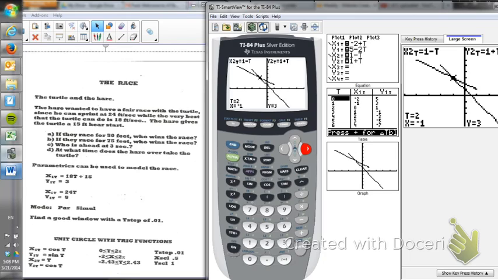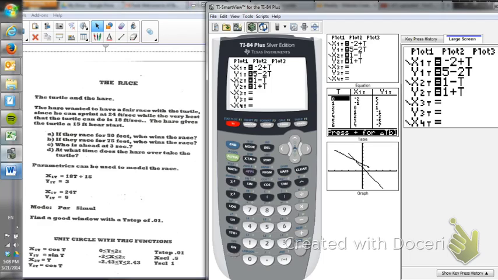So my mode is still parametric and still simultaneous, so I don't need to change that. But I'm going to change my equations to what it has on there, which is 18t plus 15 and 3 and 24t and 5.